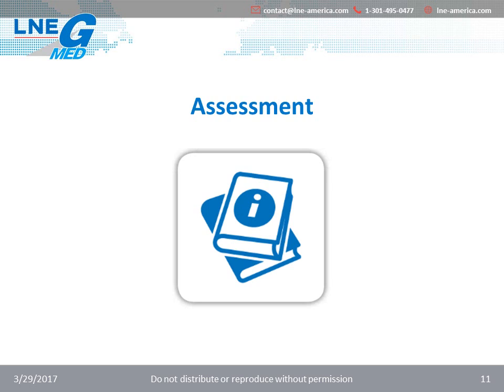We will now take a look at the types of change assessment done by a notified body in view of the change.